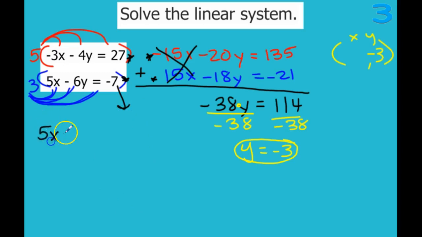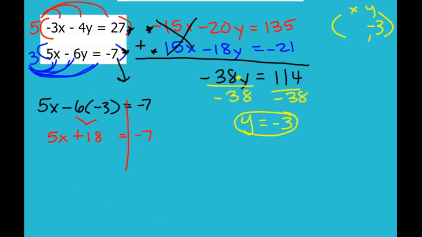It says 5x minus 6 times y, and y is a negative 3, equal to negative 7. So I'm going to simplify and multiply these two numbers. Negative 6 times negative 3 is a positive 18. And then we need to get rid of this plus or minus. I'm going to subtract 18.